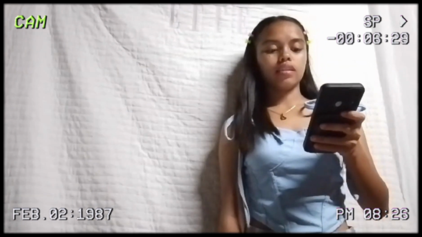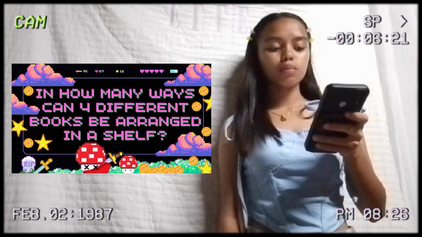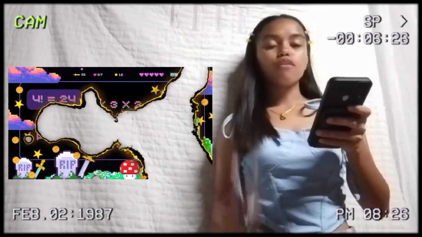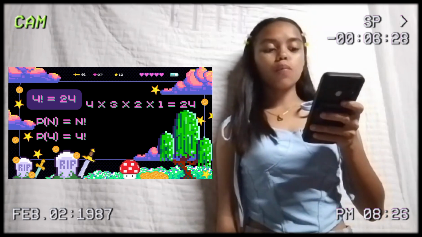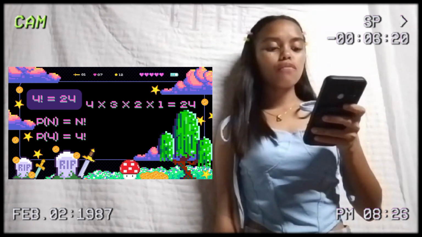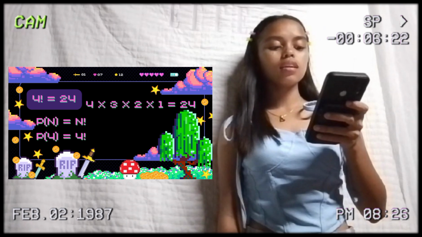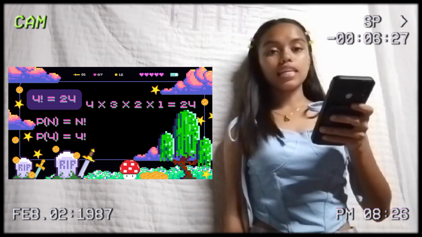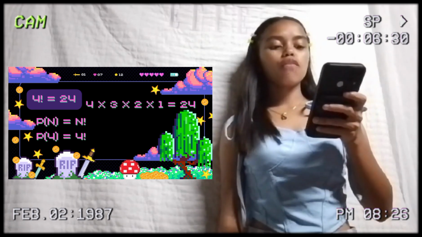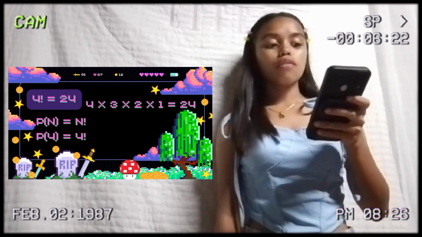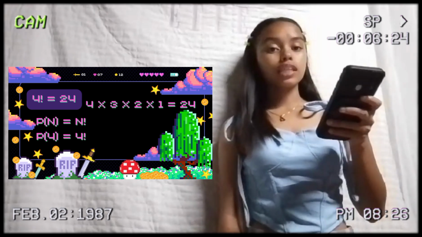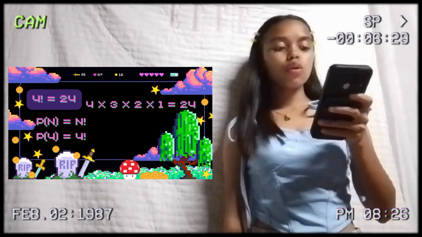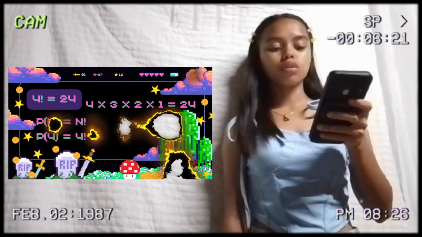Question number 38. In how many ways can 4 different books be arranged on a shelf? This is a permutation problem. We have 4 distinct books and 4 positions on the shelf. The number of ways to arrange n distinct objects in n positions is n factorial. In this case, n equals 4. Number of arrangements equals 4 factorial equals 4 times 3 times 2 times 1 equals 24. There are 24 ways to arrange the 4 different books on the shelf.